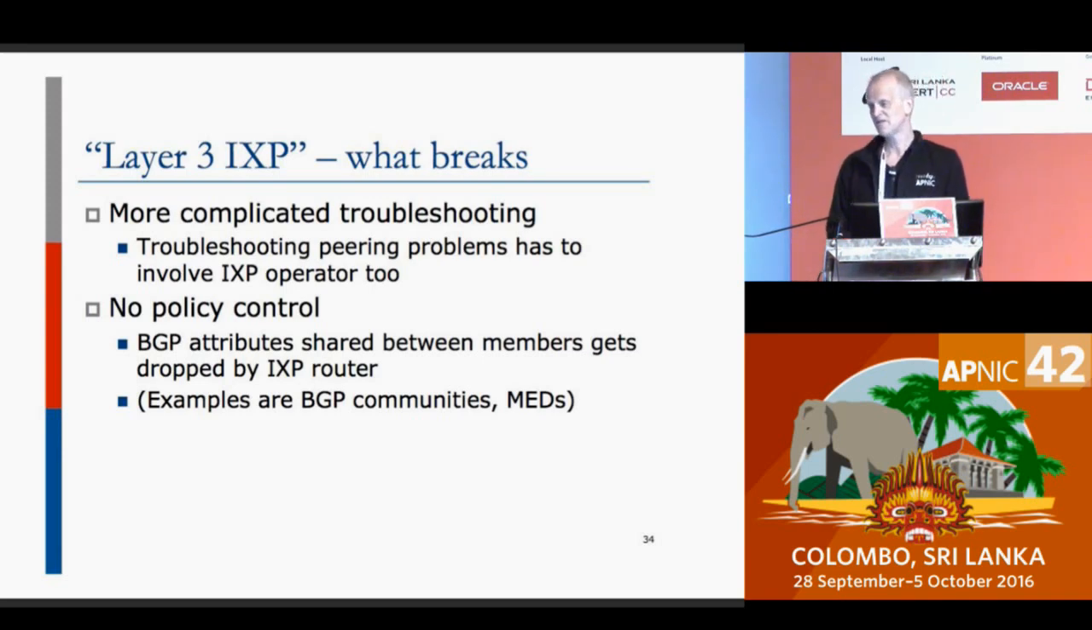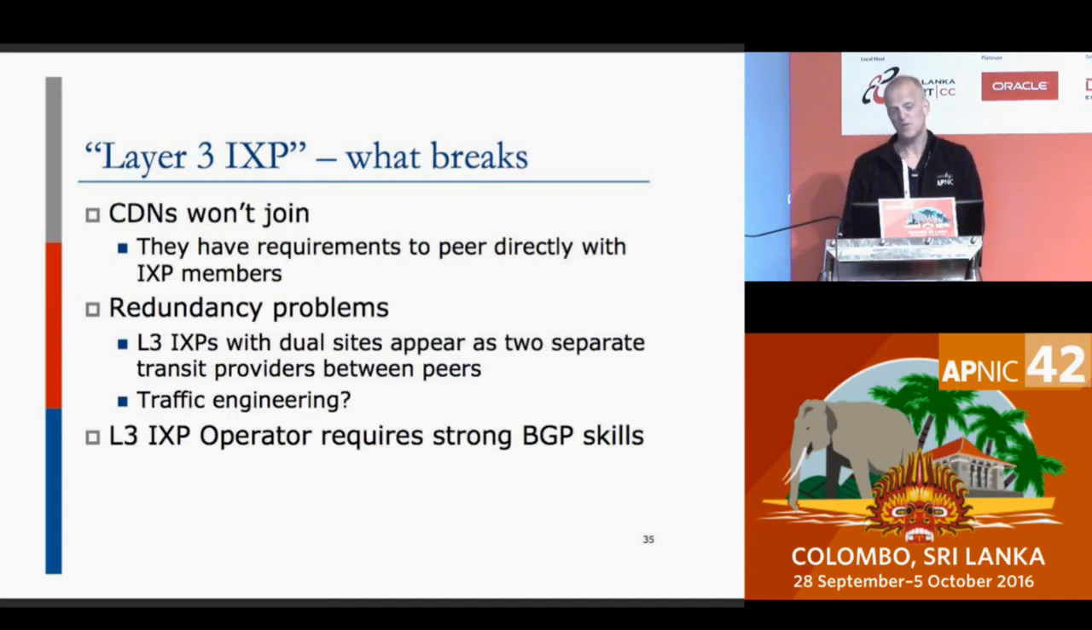So if you're thinking about exchanges, layer 3 ain't it in any shape or form. Layer 2 is what you want to do. Cheap, simple, easy to get going. Of course, the content providers won't join it. They tend to prefer to peer directly with the exchange point members. They're not going to peer with some router run by whoever on the off chance they might get access to the membership. So this is just bad.